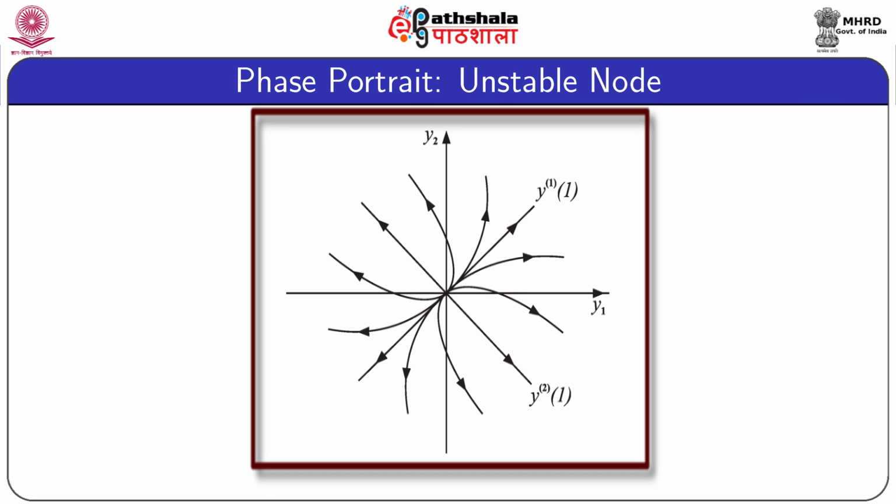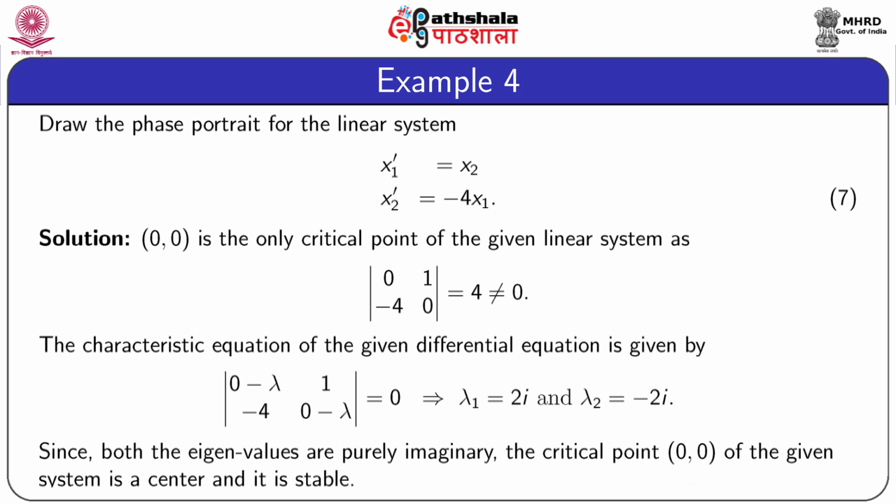If you now look at the figure, all the arrows are moving away from the origin, that is, away from the critical point (0, 0). So, this is the phase portrait of the unstable node as t tends to minus infinity. In our next example, we have to find the phase portrait for the linear system dx1/dt = x2 and dx2/dt = -4x1.